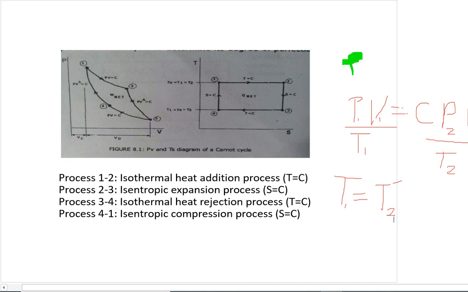Sa 3 to 4 naman po, isothermal heat rejection, meaning yung heat po natin ay tatapon po dito. Saan tatapon? Papunta sa environment. Q rejected, QR. Dito naman, heat addition siya. Sa 1 to 2, Q is A, added.